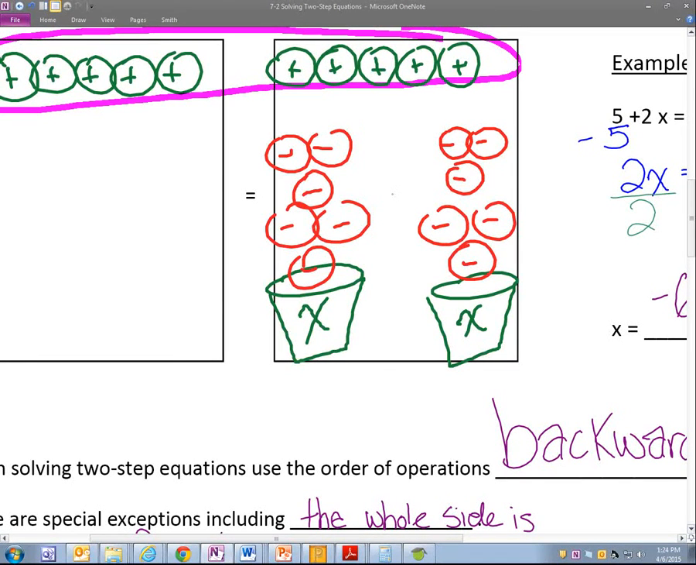Yes, sir? No, if you guys were to do it like this, that would take you hours to do your homework tonight. I do not expect you to do that. This is to show you how it's done and how it's represented and what's happening when we're undoing the stuff to the variable. Yes, sir?